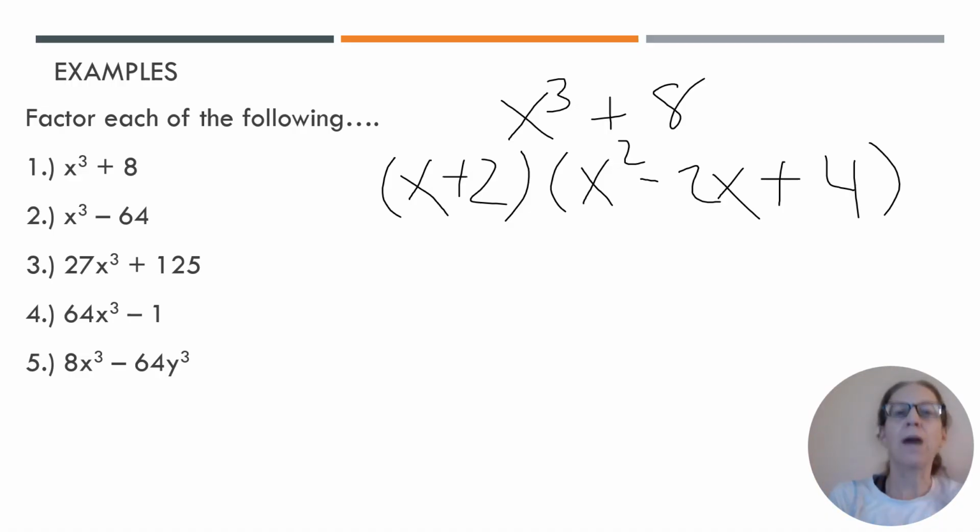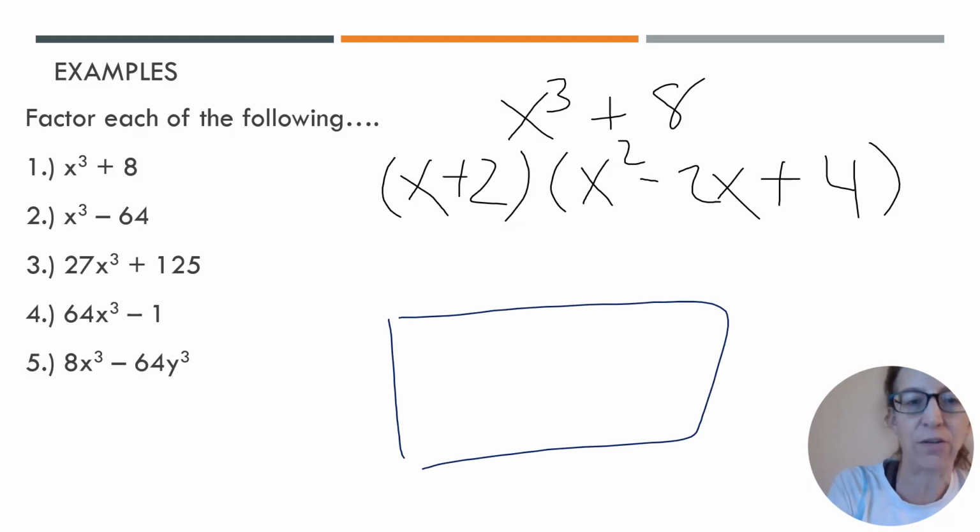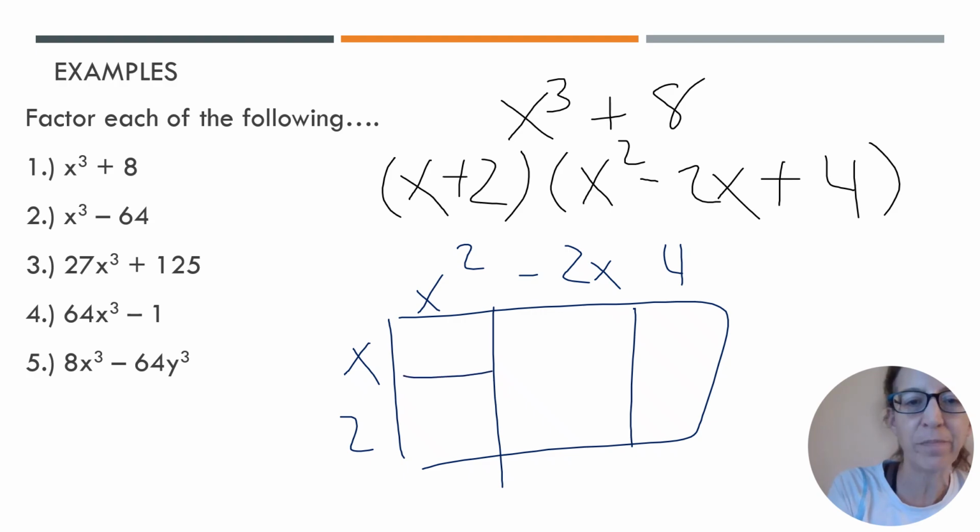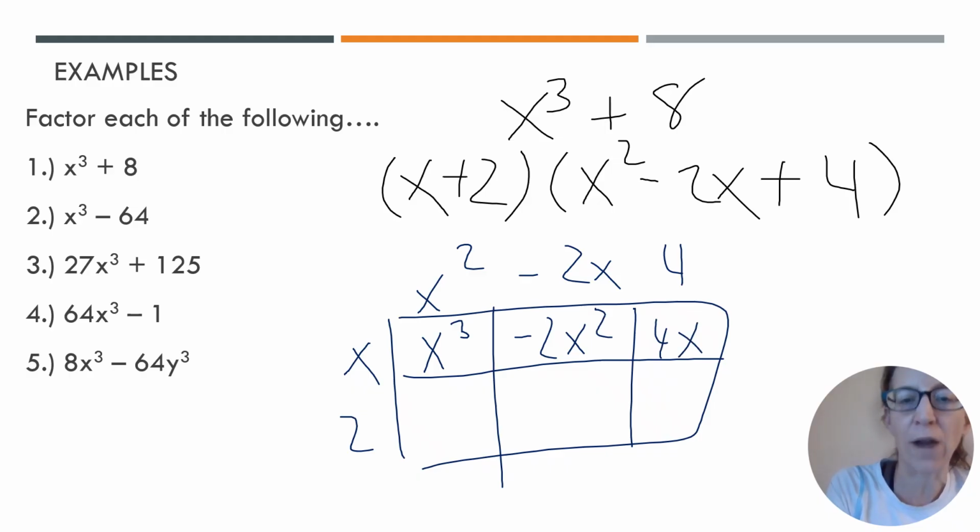PBJ. Now, to show you that this actually is the correct factorization, what we're going to do is multiply the two of those together. And this is actually going to get into the next lesson. So I put the x plus 2 down the side, and the x squared minus 2x plus 4 across the top. And we're going to multiply using the area model. So x squared times x is x to the third. x times negative 2x is negative 2x squared, and x times 4 is 4x.